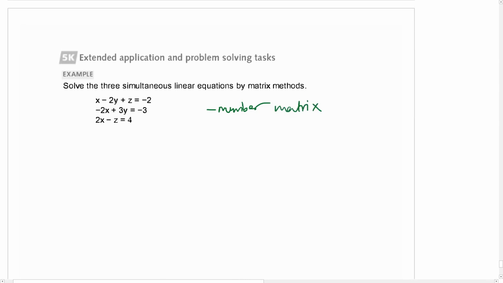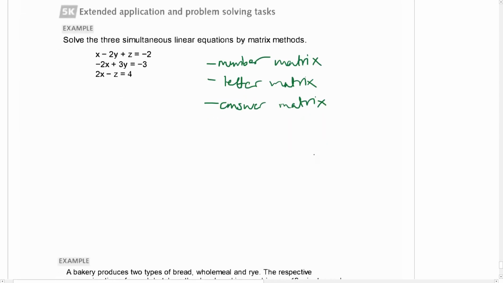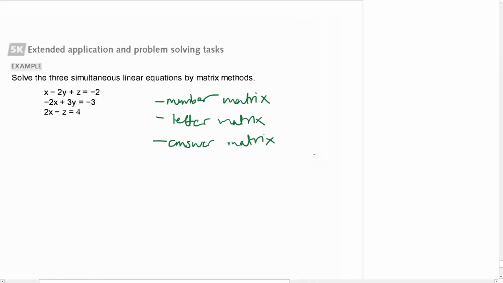So break it up into a number matrix, the letter matrix, and then the answer matrix. That's sort of the easiest way I can explain how all this works. So in this equation, let me just write it here.